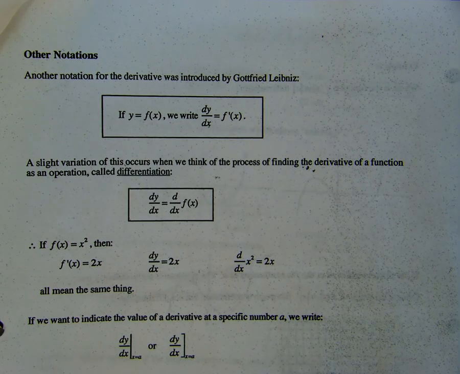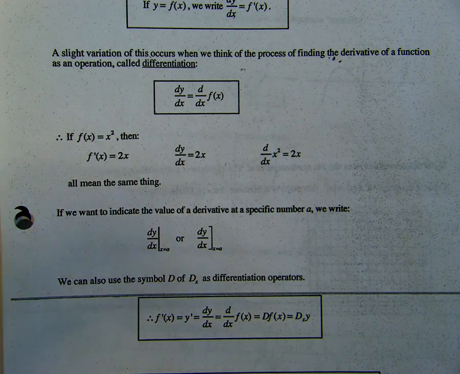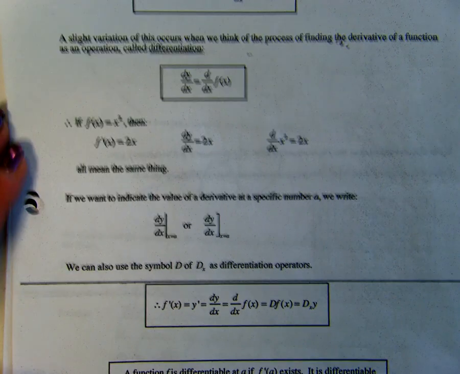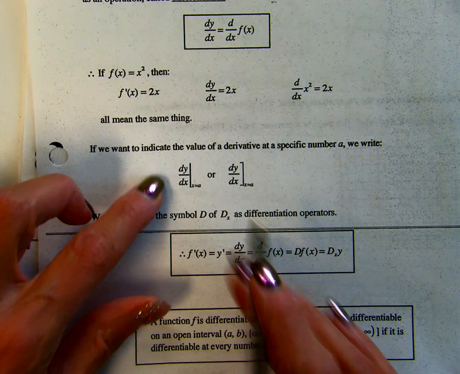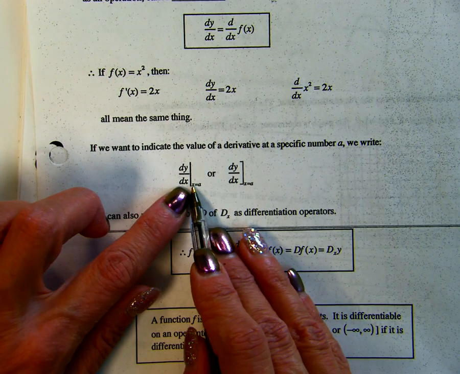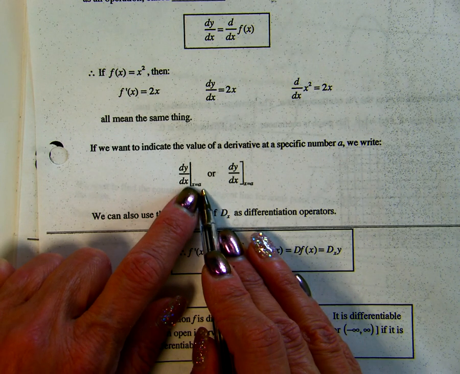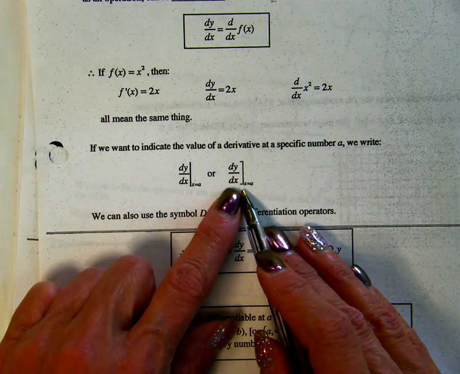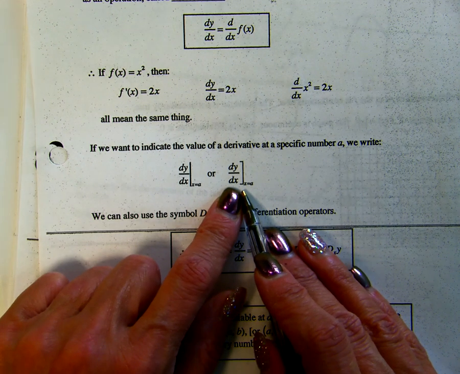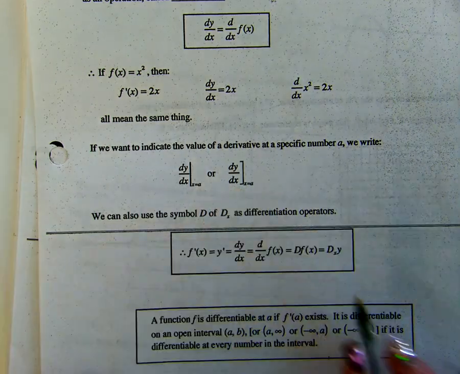If we want to indicate the value at a specific number a, then this is the notation that we use, and this really can simplify your work. The derivative of y with respect to x, you draw a line and say x equals a, and then you put that a value in. Or dy by dx, x equals a. Well, what's the difference? Oh, the way they did the line. There's no big difference there.